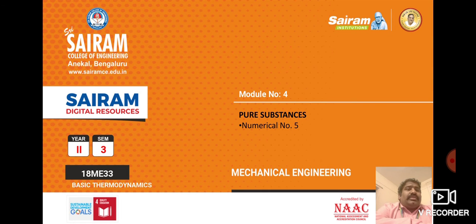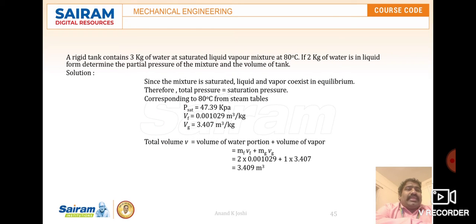This is problem number 5 in the same chapter that we are going to discuss now. The problem is like this. A rigid tank contains 3 kg of water as a saturated liquid-vapor mixture at 80 degrees centigrade. If 2 kg of the water is in liquid form, determine the partial pressure of the mixture and the volume of the tank. This question is quite interesting.